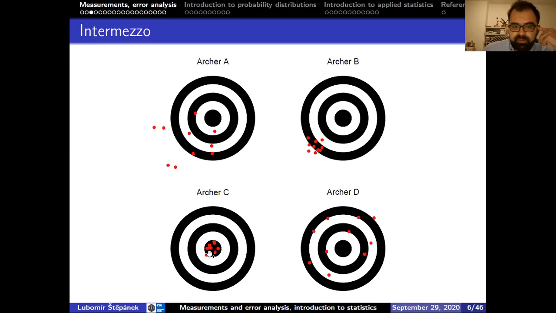Okay, Archer D is a kind of unique situation because the red dots are very balancedly distributed around the center of the target. Yeah, it's relatively balanced. So the accuracy is relatively high because this hypothetical center of the red dots is somewhere here, pretty close to the center of the target. But the precision is very, very low because you can see that the red dots are pretty far from each other. Yeah, so precision is low, accuracy is relatively good, relatively high.